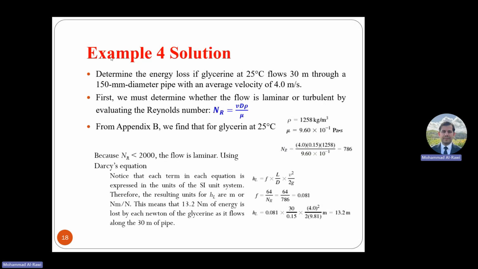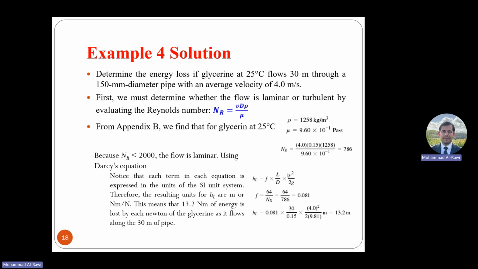Let's see that. First, we will determine whether it is laminar or turbulent. That's what I mentioned, Reynolds number equals V D rho over mu. And then in Appendix B, we find the material properties for the fluid at 25 degrees. We put everything together. We get 786, which is laminar, because that value is less than 2000. We confirm that.